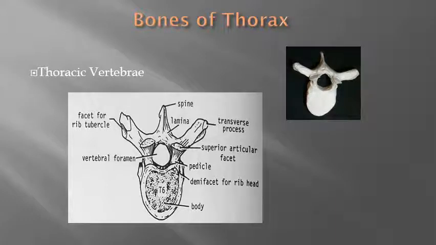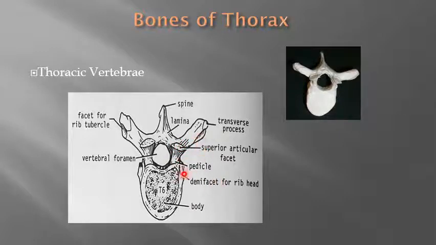So we mentioned the thoracic vertebrae. Again, here we're showing these again. If you look at the thoracic vertebrae, here you see the important structures. Here's the lamina, the spinous process. You have your transverse process. The pedicle, which is kind of hidden in here. This is the pedicle, the superior articular facet.